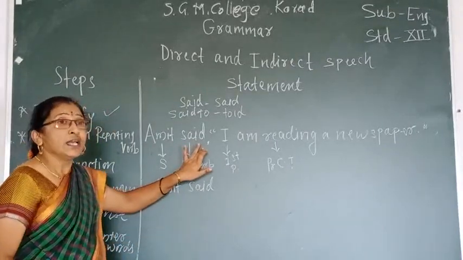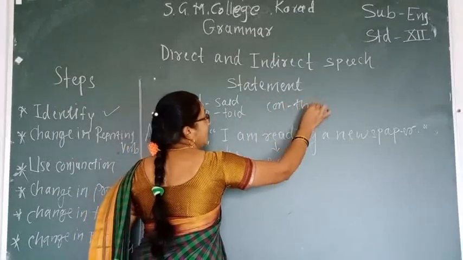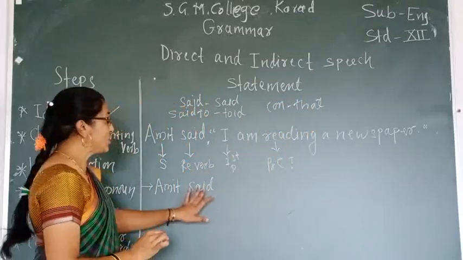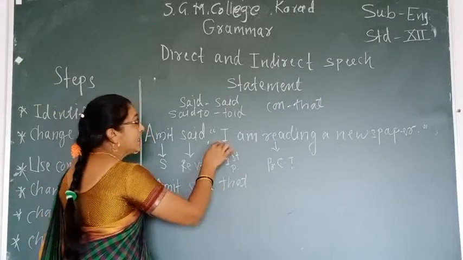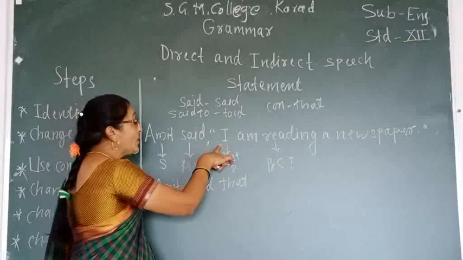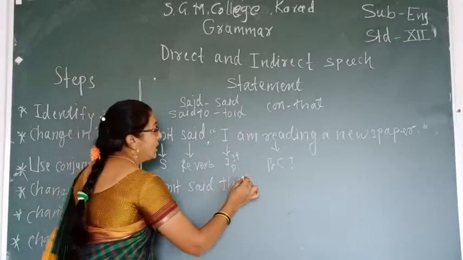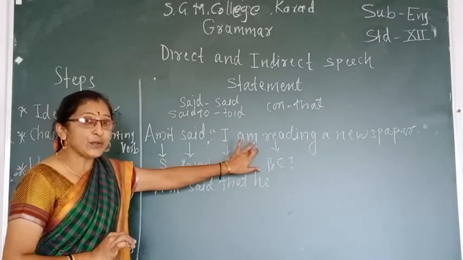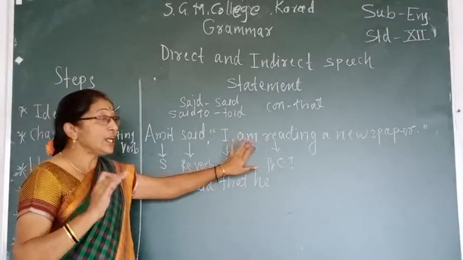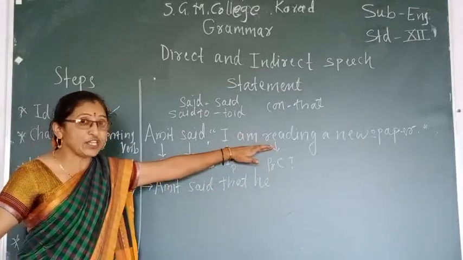Next, in a statement we use the conjunction that. Amit said that. I, this first person pronoun, is used for the subject Amit. So in third person we will write he. This is present continuous tense. Tense in the reported speech.